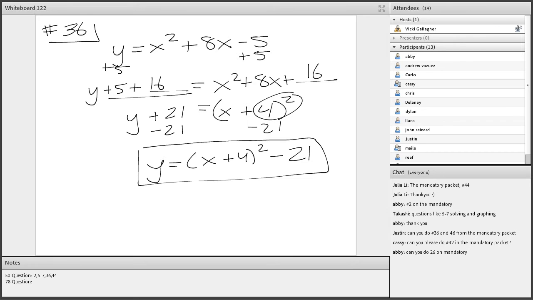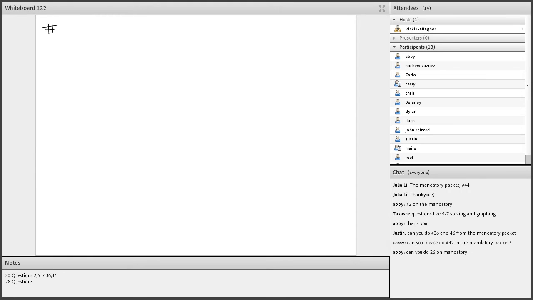But that's not the only way to do this problem. There's actually a different way. It takes a little more work, but I think it might be a little better understood. So let me show you that other way as well. The other way is just solving for the vertex and then plugging it in.